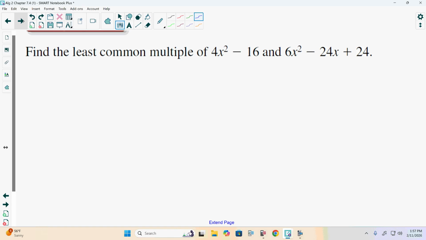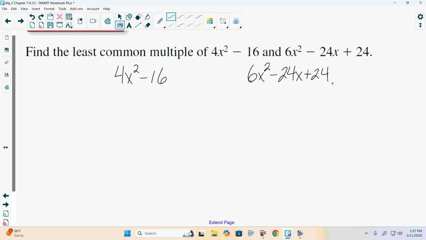Find the least common multiple of 4x squared minus 16 and 6x squared minus 24x plus 24. Now to do this, especially with expressions, we need to factor each one of these expressions completely. We need to factor it down as far as it'll possibly go, and that's going to help us be able to see what the common factor, or what our least common multiple is. The first expression, we can make both of these expressions be the same.